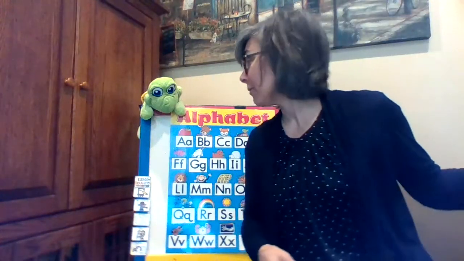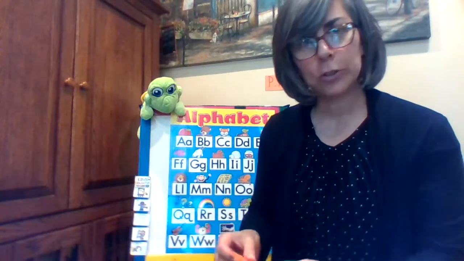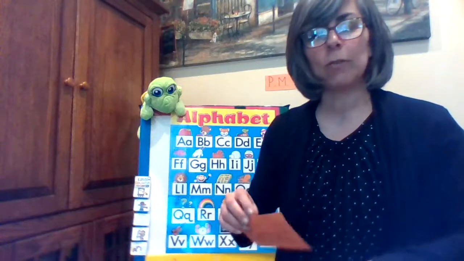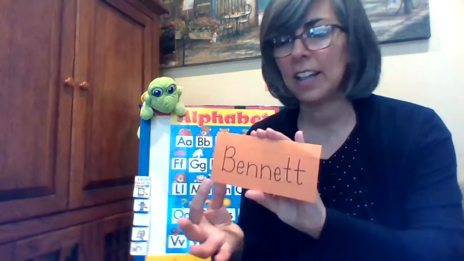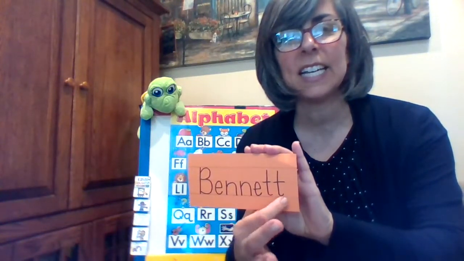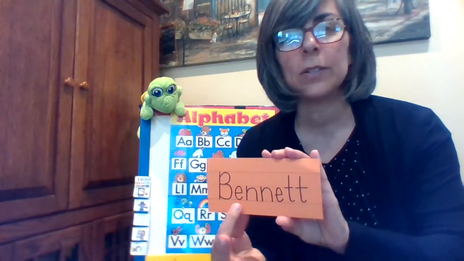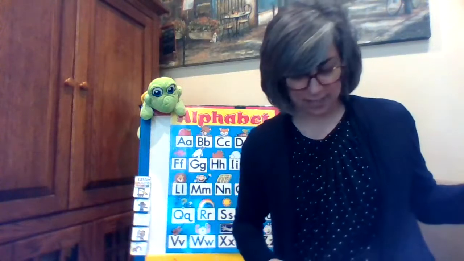Let's see if everyone's here. We're going to look at our name tags. There are so many of you in 2 different afternoon classes. We're going to go ahead and review everyone's name today. Bennett. Hi, Bennett. B-E-N-N-E-T-T. Now we're going to count his letters. 1, 2, 3, 4, 5, 6, 7.